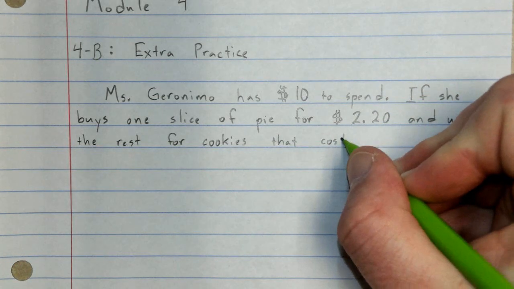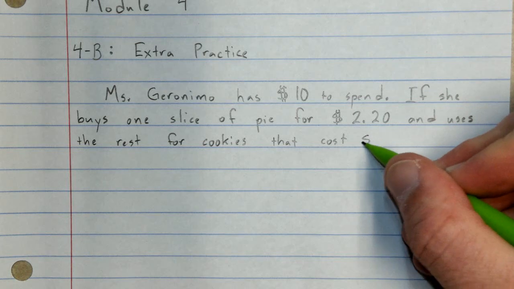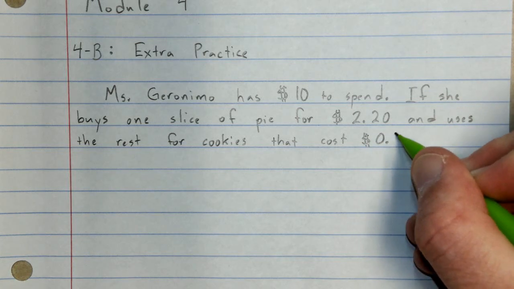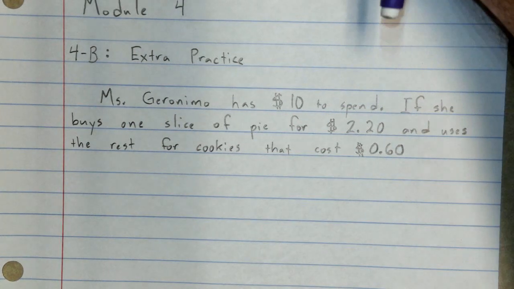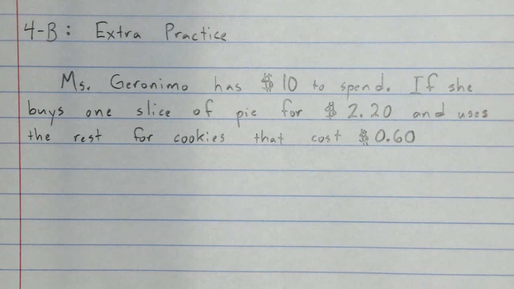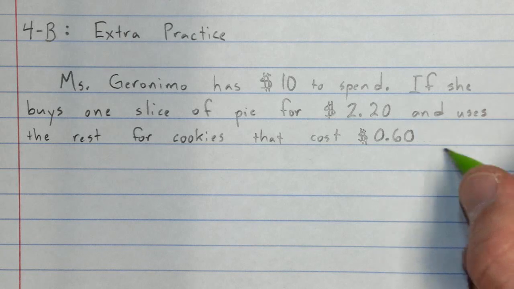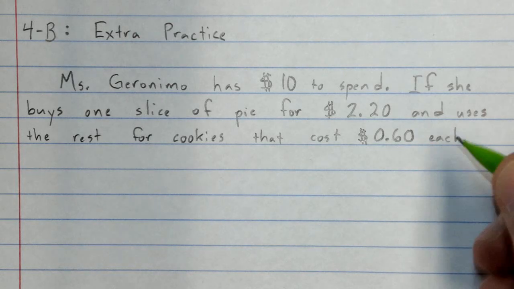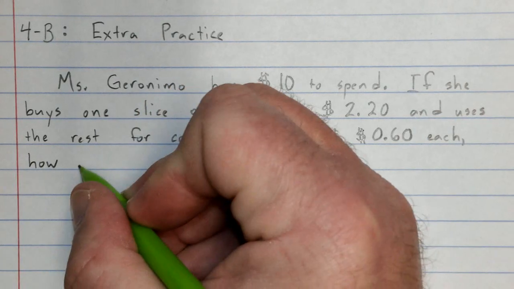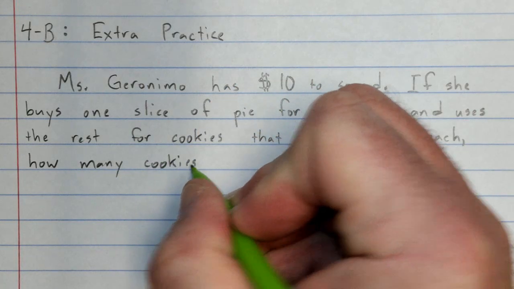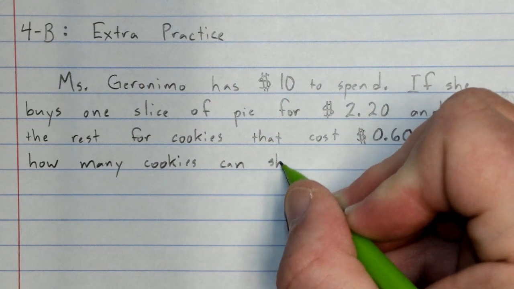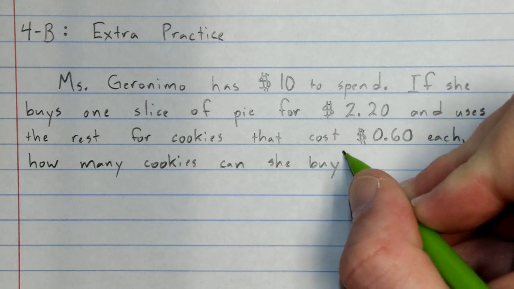that cost 60 cents each, so 60 hundredths of a dollar, 60 cents. If she uses the rest for cookies that cost 60 cents each, how many cookies can she buy? How many cookies can she buy?